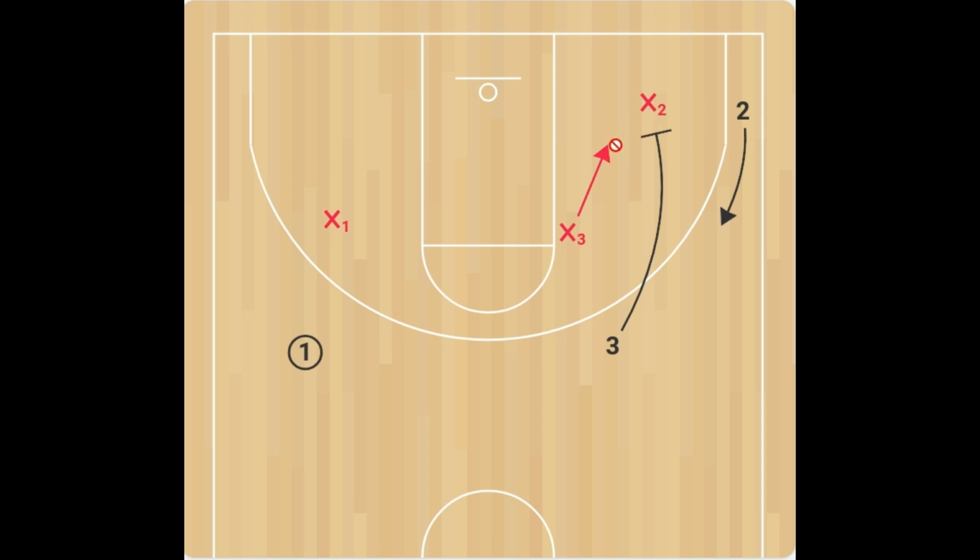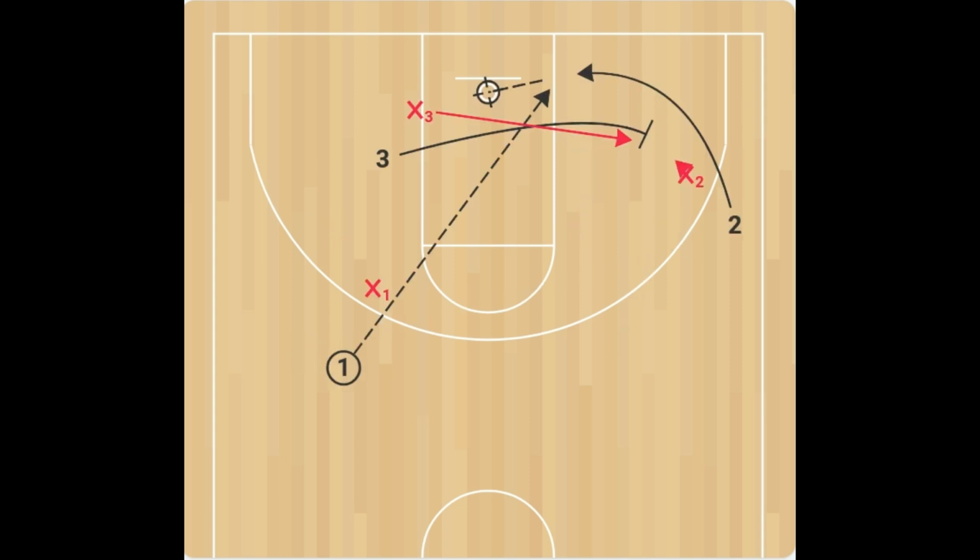3's defender has to cut back to stop any kind of drive to the rim. And what this does is once 2's defender gets caught up on the screen, it leaves 2 wide open, and now 2 has a wide open shot. 2 and 3 can try and get back, but they cannot recover in time. So that's a flare screen.